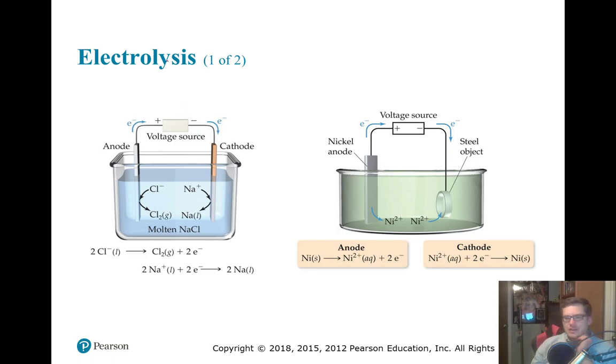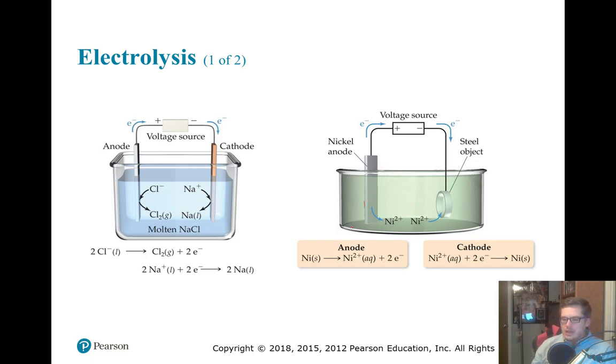All right, so in electrolysis, what you're doing is forcing electrons to go in the non-spontaneous path, because normally this would combine and go the opposite way. Obviously the sodium is more likely to be oxidized than the chlorine. And then over here they're plating a steel object with nickel.